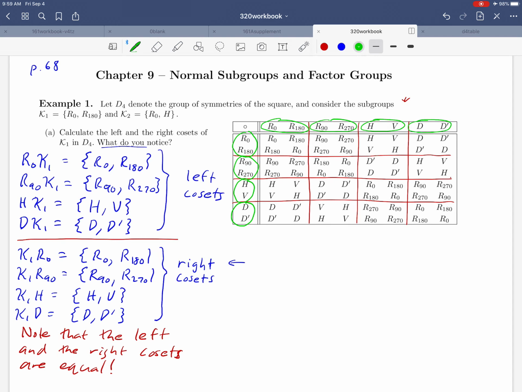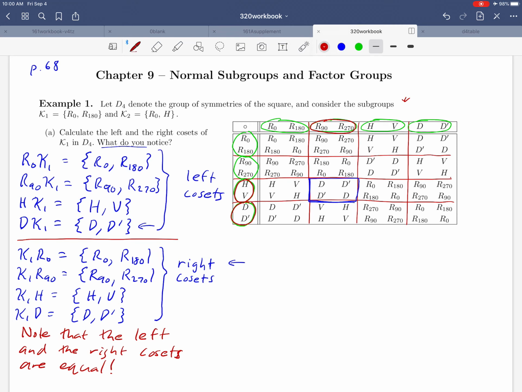Even more interesting is what happens if you think about the question, could we multiply 2 cosets by each other? For example, what if we took the coset that contains H and V and multiplied it by the coset that contains R90 and R270? If you multiply those together, you get 4 elements, but really it's only 2 elements, D and D prime, because they're repeats. So you could say that when you take the coset HV and multiply by R90, R270, you get the coset that contains D and D prime. That's on our list.